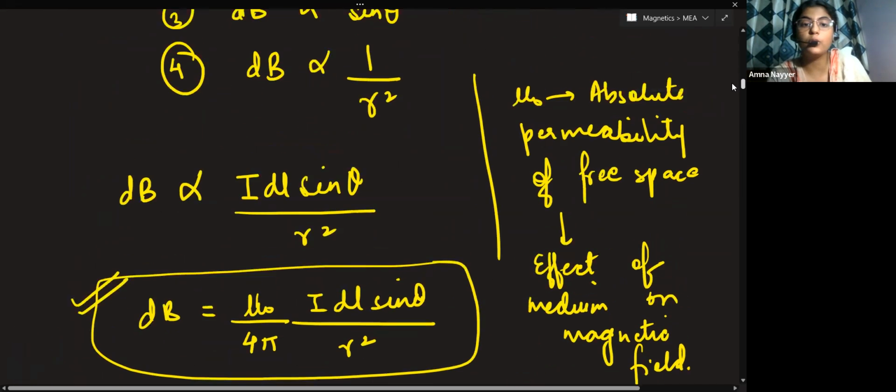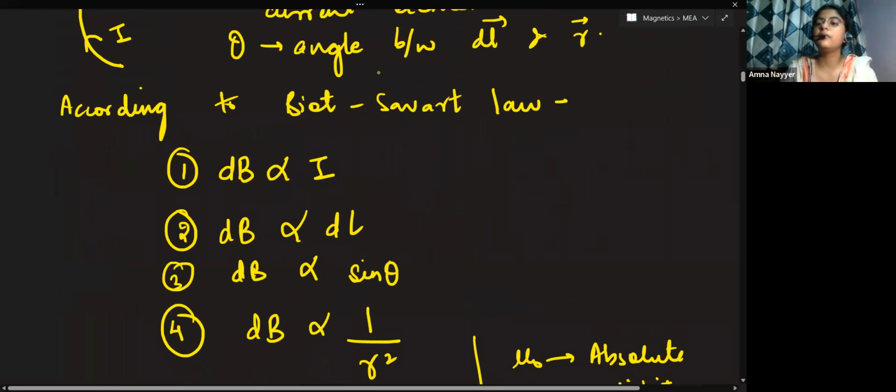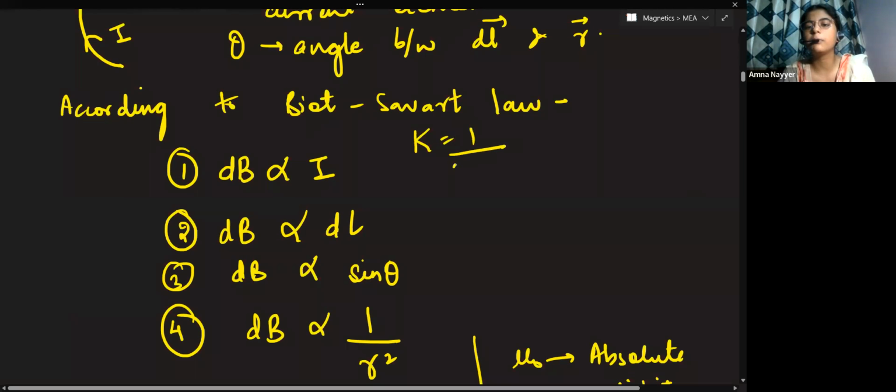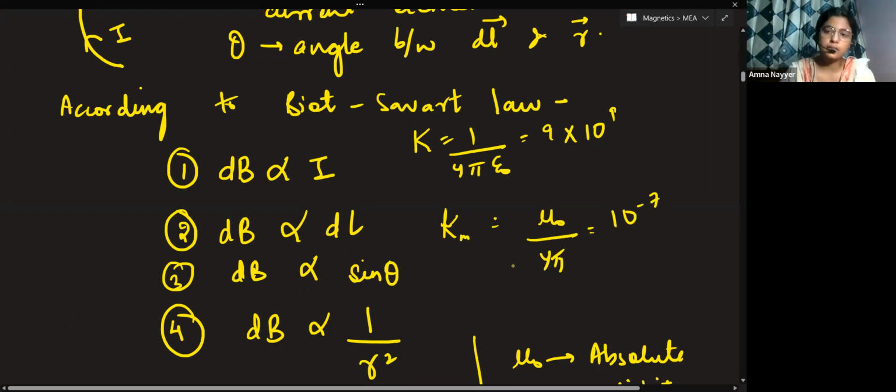One thing that I forgot to mention in the last class is the value of this constant. We know k is equal to 1 by 4 pi epsilon naught, and this value is 9 into 10 to the power 9. Now the value of this constant in magnetics, I'm just writing it as k m to avoid confusion, is mu naught by 4 pi. This value is 10 to the power minus 7. I forgot to tell you this in the last class.